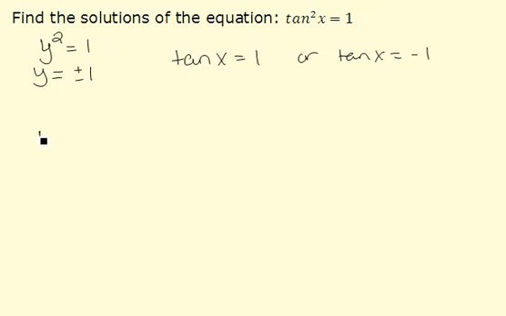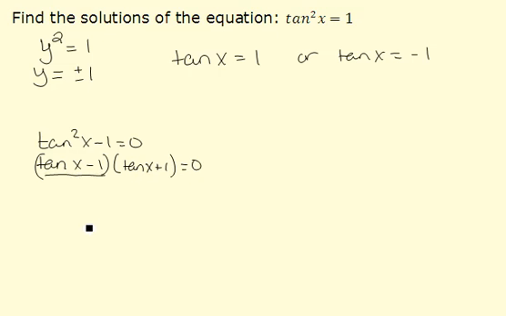We could also see this by bringing that 1 over to the other side and then factoring. Tangent squared x minus 1 is the tangent of x minus 1 times the tangent of x plus 1 equaling 0. Therefore, either the tangent of x minus 1 is 0, giving us the tangent of x is equal to 1, or the tangent of x plus 1 is equal to 0, resulting in our second equation. Therefore, we can find our general solutions.